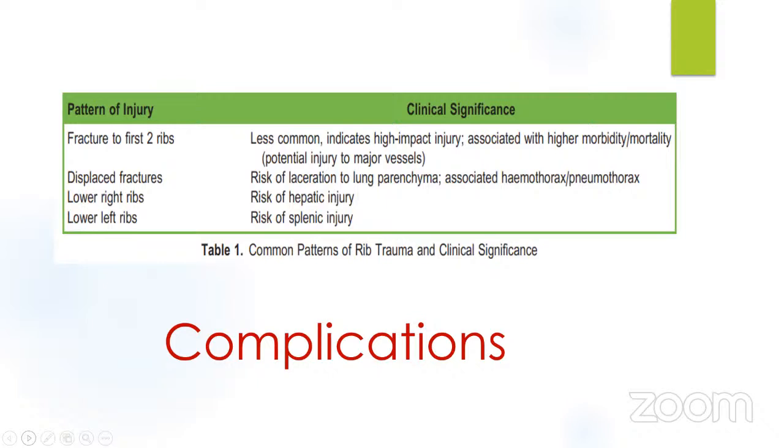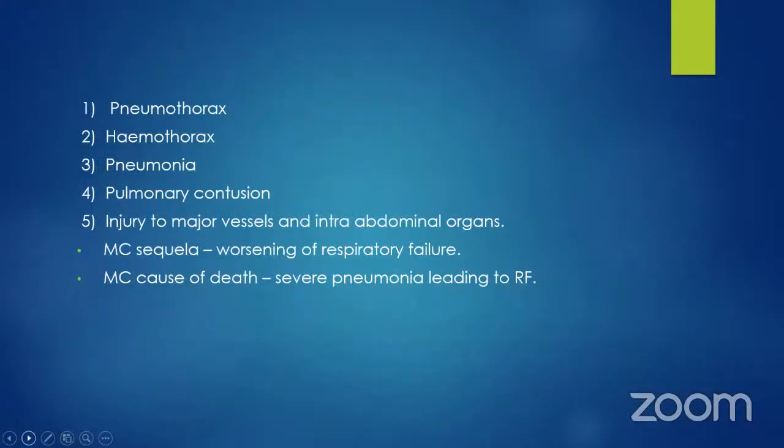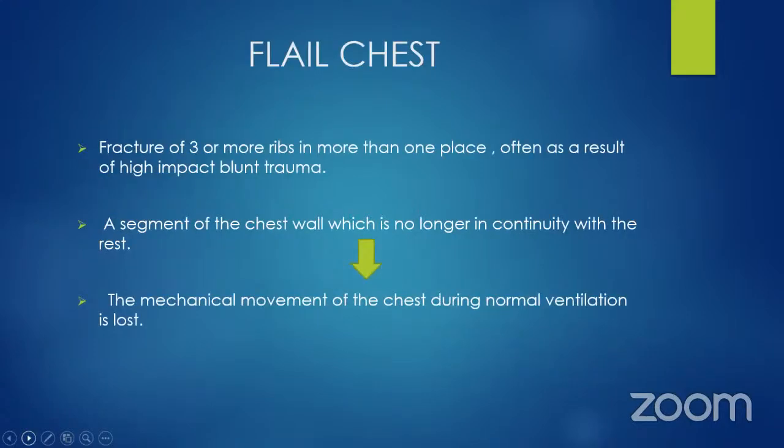Injury to the lower right ribs can lead to hepatic injury, while injury to the lower left ribs can lead to the risk of splenic injury. These are the complications: pneumothorax, hemothorax, pneumonia, pulmonary contusion, injury to the major vessels, and intra-abdominal organs. The most common sequel is worsening of respiratory failure. The most common cause of death is severe pneumonia leading to respiratory failure.